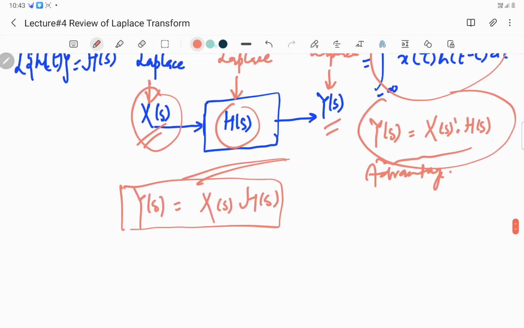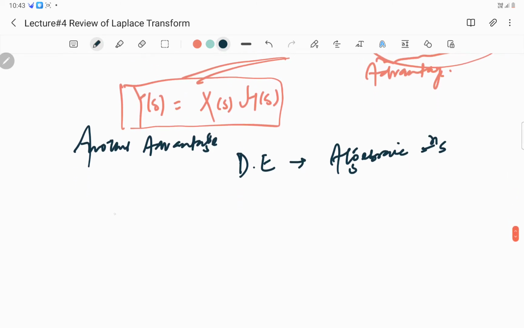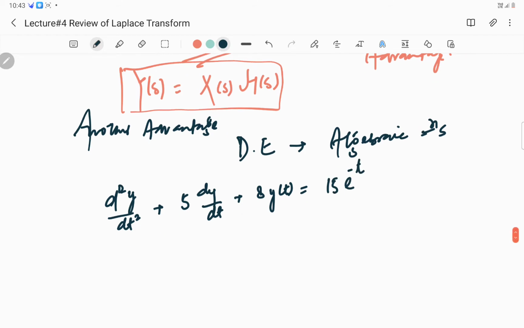So another advantage of using Laplace is that it converts differential equations into simple algebraic equations. Say, for example, we have a differential equation d2y by dt square plus 5 dy by dt plus 8 y(t) is equal to, say, 15 e to the power minus t. Now, it is difficult to solve this differential equation.